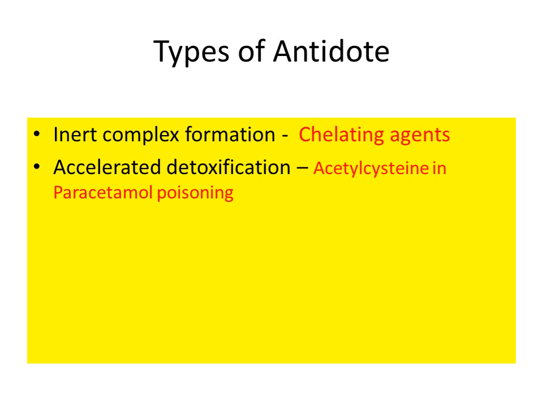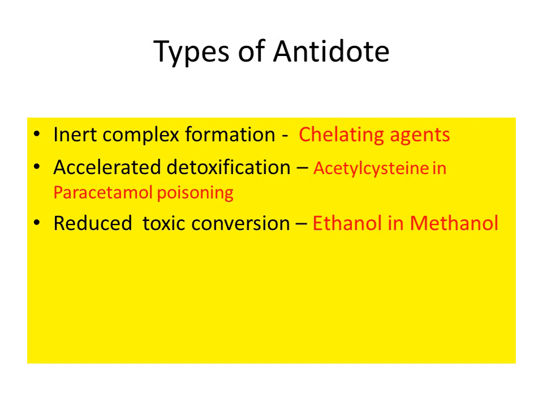Next is the type of antidote which acts by accelerated detoxification. The example is acetylcysteine in paracetamol poisoning. That means paracetamol, which per se is highly toxic to the liver, when we administer this kind of antidote, they quickly detoxify the body by making a complex or eliminating the poison by a detoxification method that is done very quickly.